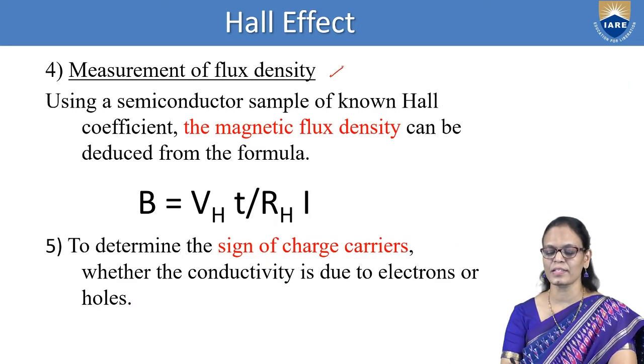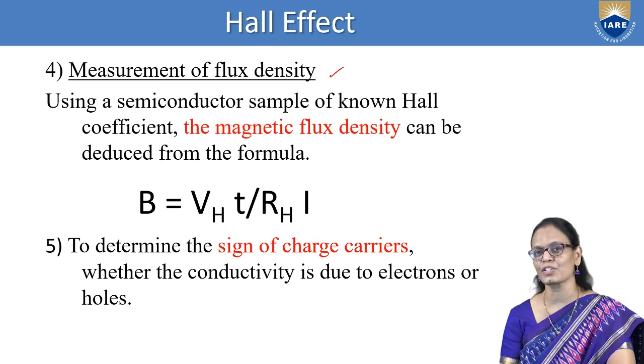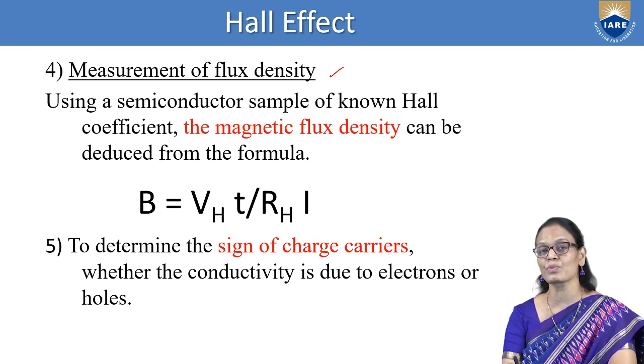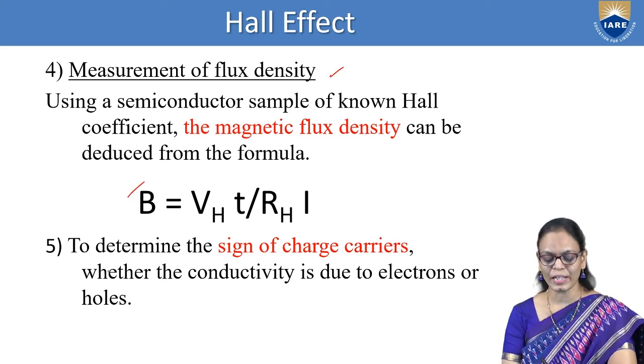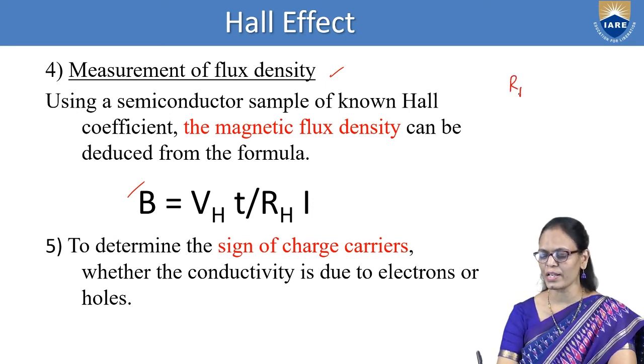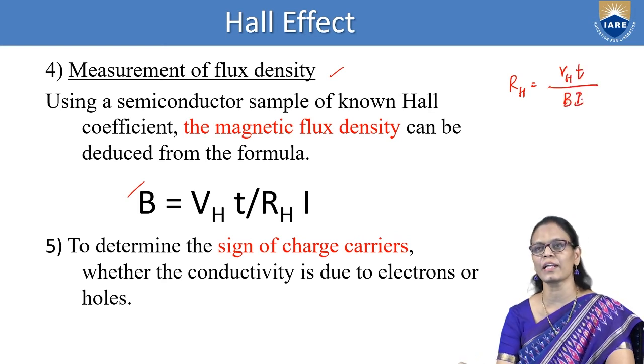Next one is flux density. In some cases where you know the Hall voltage and the Hall coefficient, you need to know the magnetic field that is developed. In that case also we can use this formula. What we have derived now is RH is equal to VH into T upon BI.